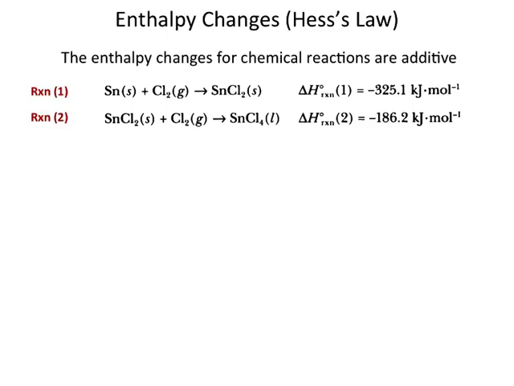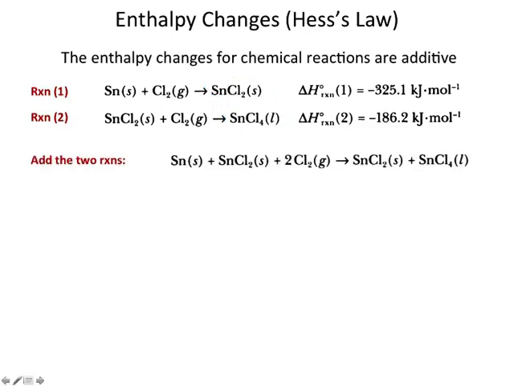Okay, so let's show this with an example. So you've already seen how we can write a chemical equation, and then next to it write the enthalpy change for that reaction is equal to some value of kilojoules per mole. So that's what we're doing here. And now we're showing off two different reactions. One where you take tin plus 1 molecule of chlorine to make tin 2 chloride, and then another one where you take the same tin 2 chloride plus another molecule of chlorine to make tin 4 chloride.